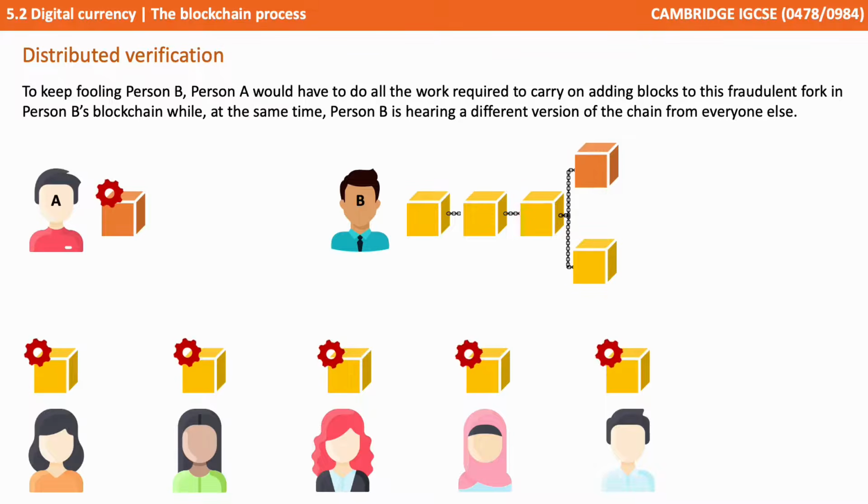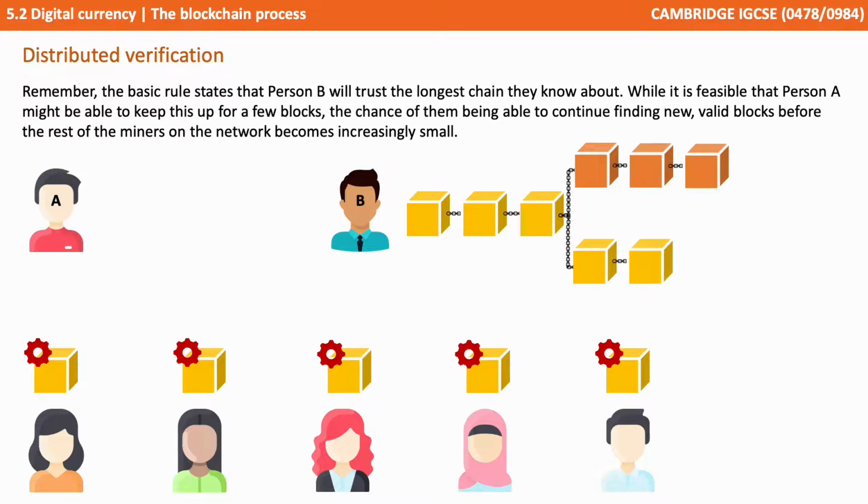In order to keep fooling person B, person A would have to keep doing all the work needed to carry on adding blocks to this fraudulent fork in person B's blockchain, while at the same time hearing a different version of the chain from every single other person. Remember that our basic rule states that person B will trust the longest chain they know about. And while it might be feasible that person A can keep this up for a few blocks, the chance of them being able to continue to find a new valid block before the rest of the miners on the network combined becomes increasingly small.